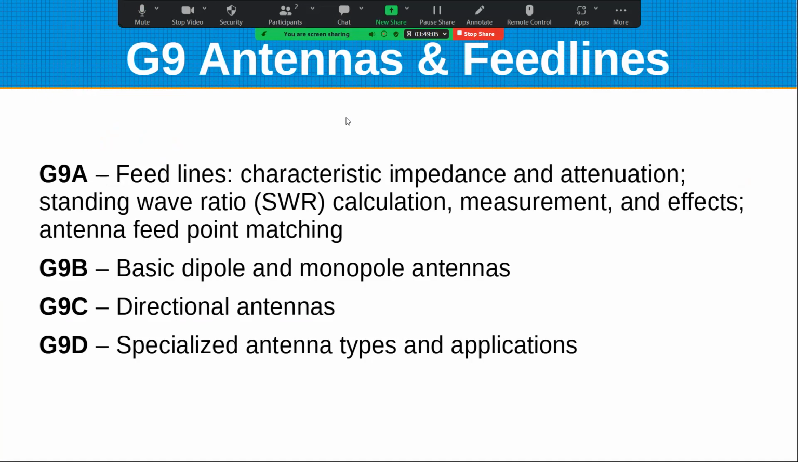And the first are antennas and feed lines. There's 4 groups, so that means there will be 4 questions out of this. So you'll get one on feed lines and SWR stuff, matching. You'll get one on dipoles, and one on directional antennas, and one on specialized antennas. Byron may show us one of his specialized antennas in the box back there, a new screwdriver, and there's a chart on that.